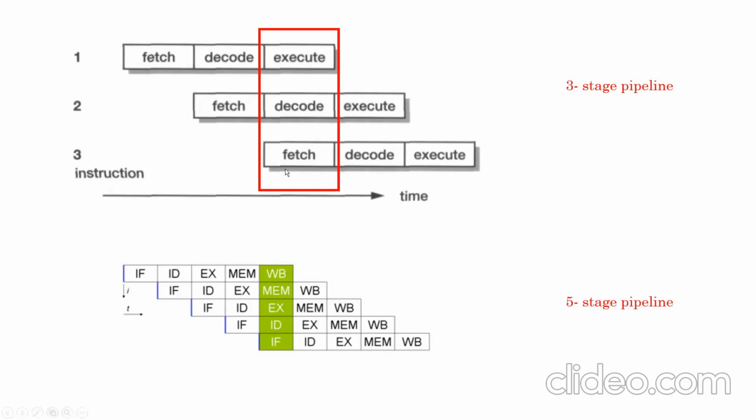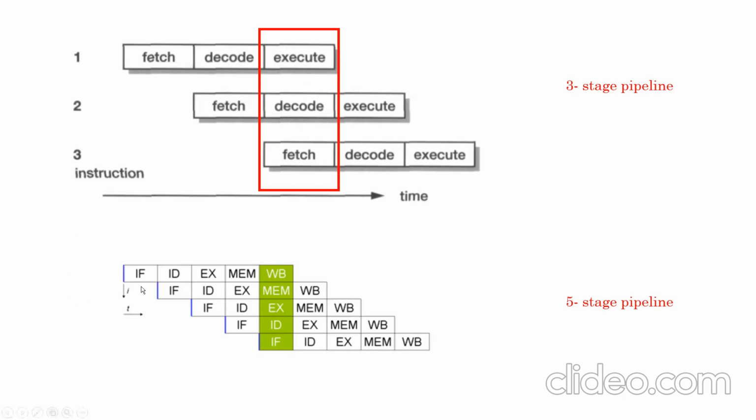For example, see over here, when the third instruction is being fetched from the memory, the second instruction is being decoded, and the first instruction is being executed. Execute means performing an arithmetic or logical operation. Decoding means receiving an instruction and generating the appropriate control signals for enabling the appropriate hardware components. And finally, fetching means to read an instruction from a memory. So this is called your 3-stage pipeline.